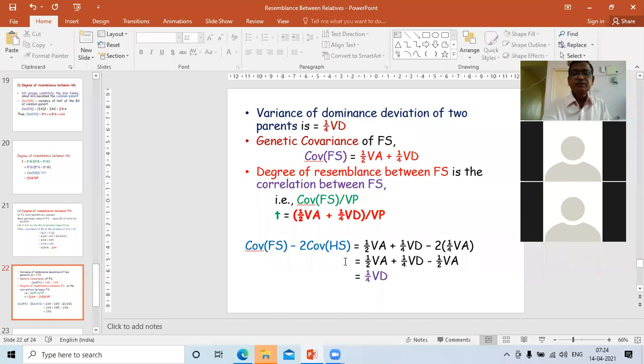Degree of resemblance between full sibs is the correlation between full sibs, that is covariance between full sibs by VP. So interclass correlation is equal to half VA plus 1/4 VD. Here the variance of dominance deviation of two parents is 1/4 VD, and the genetic covariance of full sibs is equal to half VA plus 1/4 VD. Here, see, one dominance deviation part becomes common in full sibs; one dominance deviation comes in the numerator.